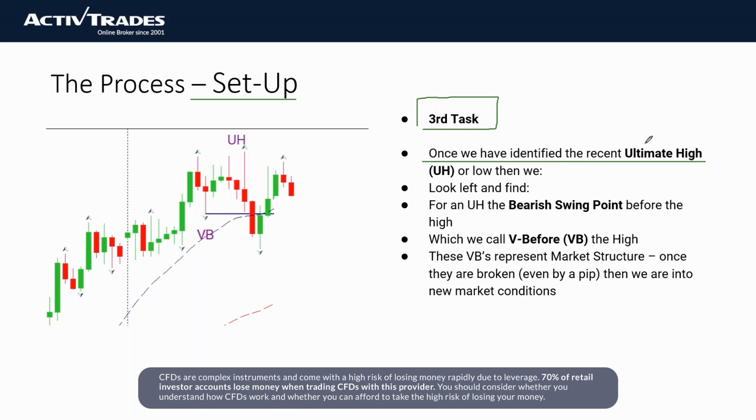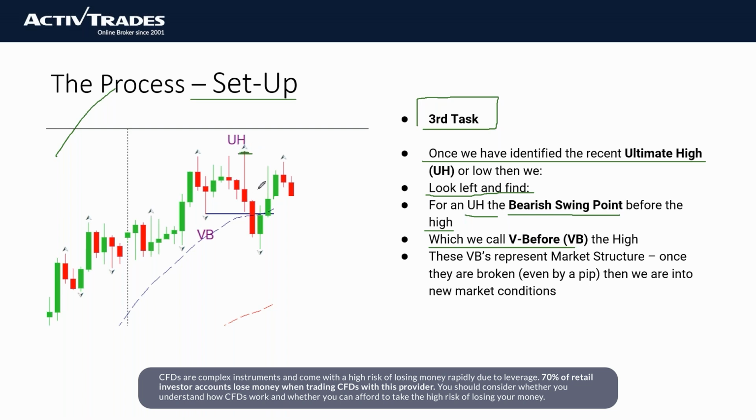Once we've identified the recent ultimate high or low, okay, then what we do, we look left on the chart. When this candle pushes to a new high, okay, that is a new ultimate high. That was the ultimate high there. As soon as the price has pushed to an ultimate high, we look left, and what we're looking for is the bearish swing point, the last bearish swing point before the high, which we would call the VB.